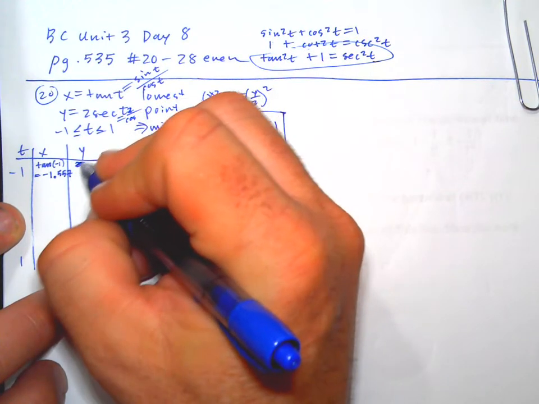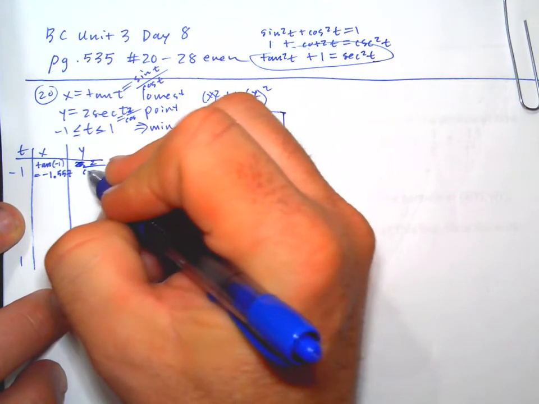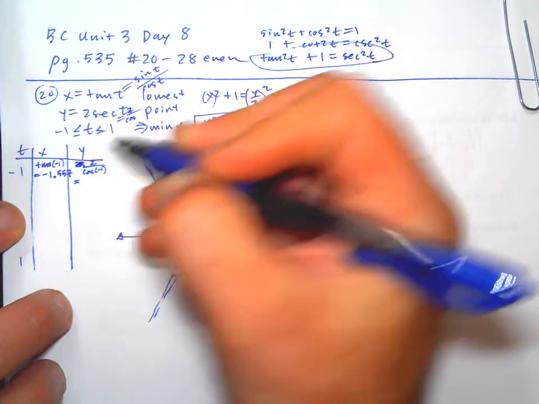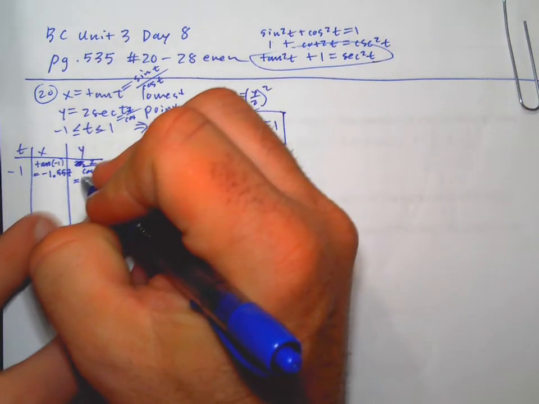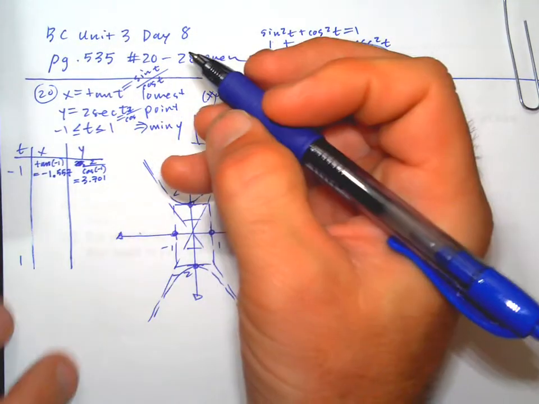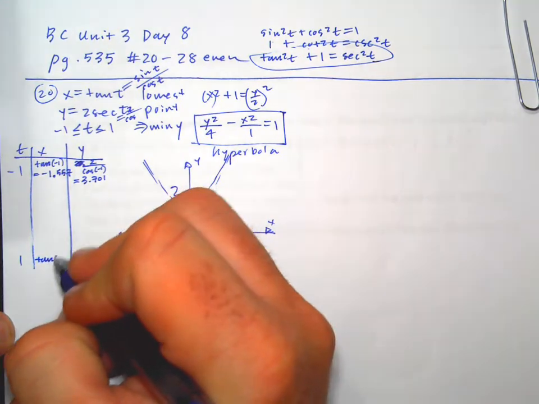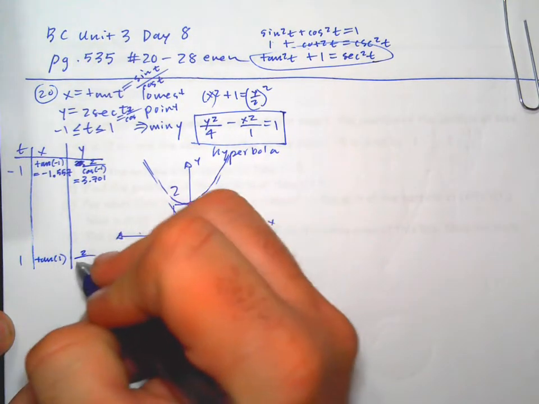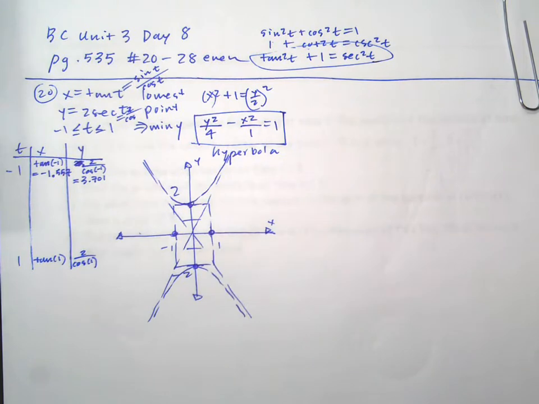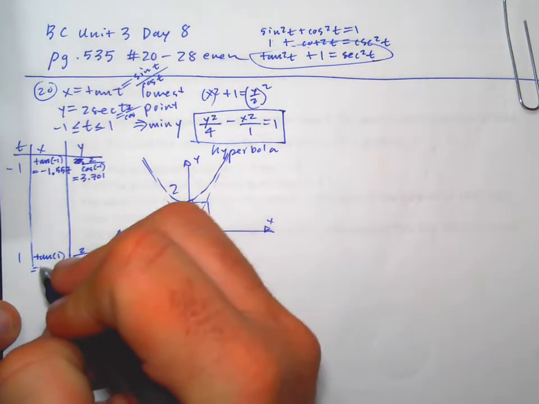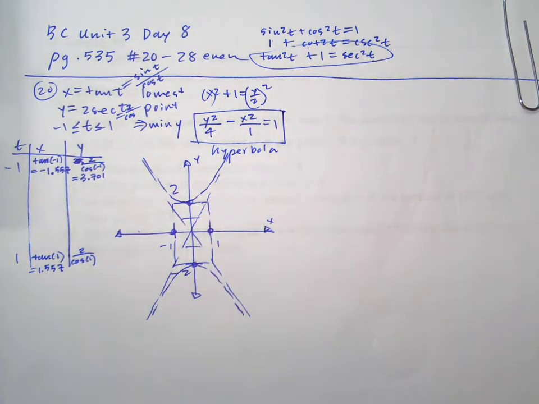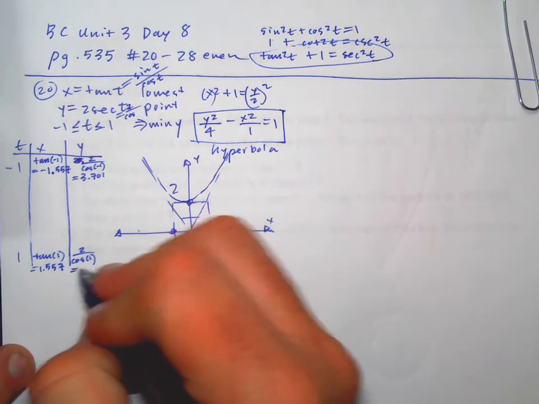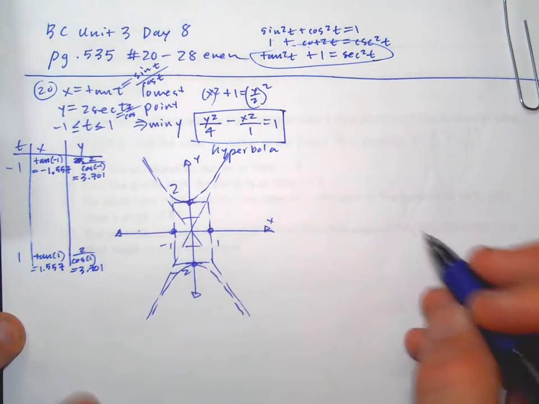cosine. So it's going to be 2 over cosine of -1. Again, not a value I know. So 2 divided by cosine -1, my calculator gives me 3.701. Tangent of +1 and 2 over cosine of +1 is positive 1.557 and positive 3.701.